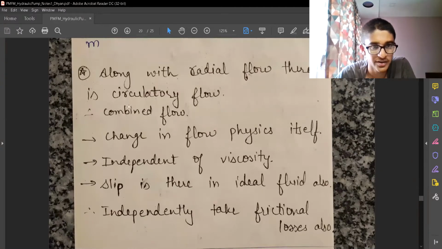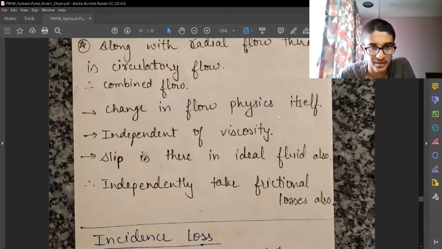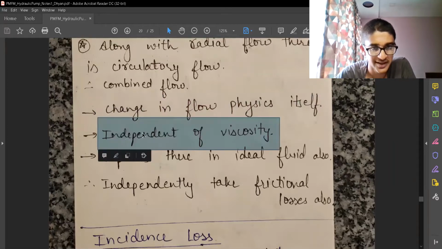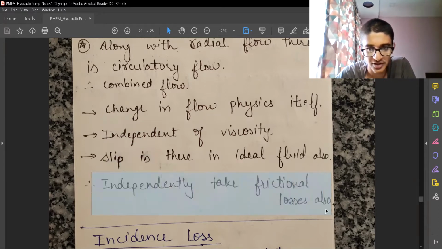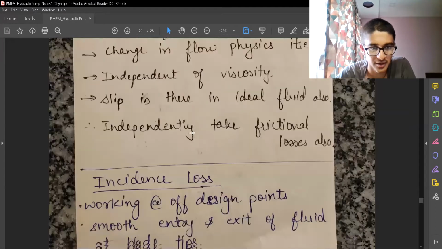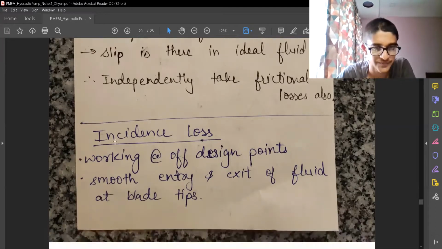So along with radial force, there is a circulating flow. That is, a combined flow is happening in this case with slip. So there is a change in flow physics also, and it is independent of viscosity. As I said earlier, in ideal fluid also the slip phenomenon is there. So it is independent of frictional losses. It does not take into account the frictional loss. So we'll see the frictional loss accommodation also later.